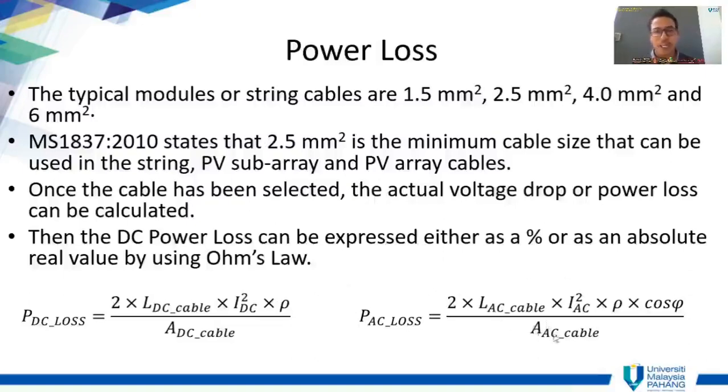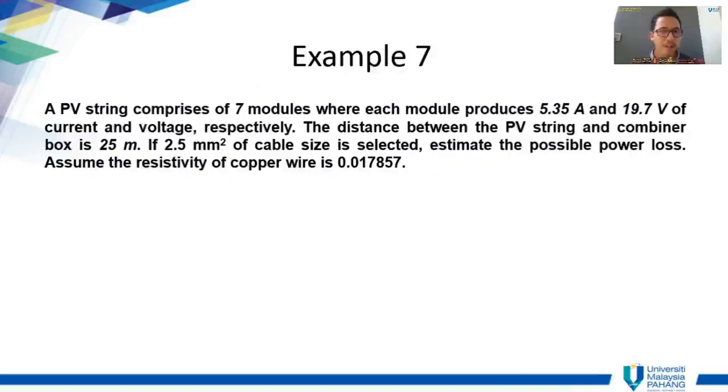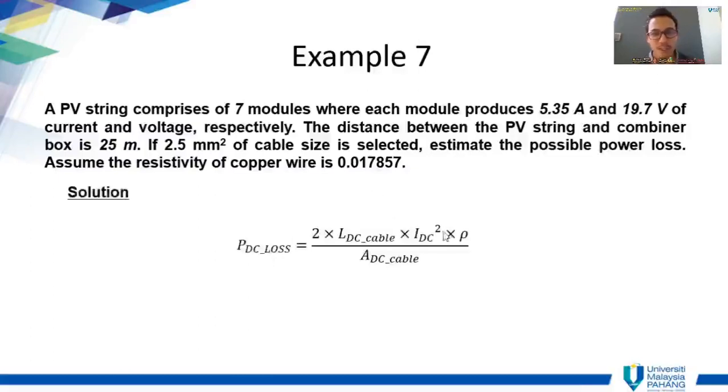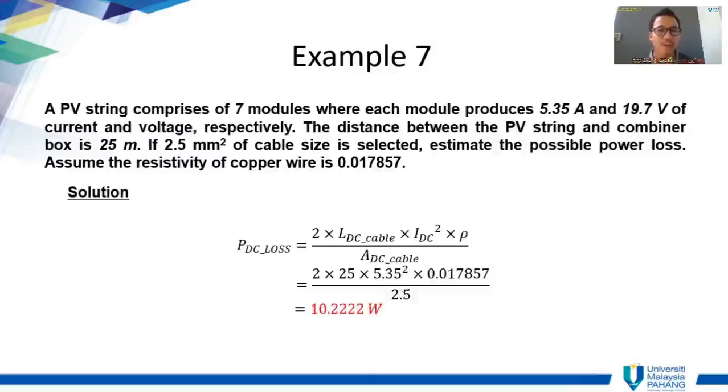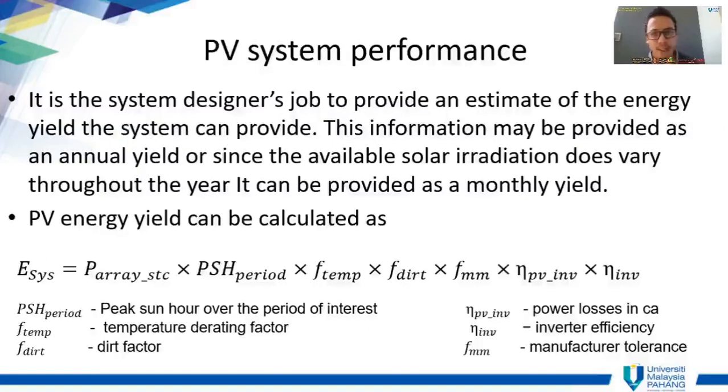As usual, we are putting aside the AC part. We focus on the DC. For example 7, the question is still the same, no different from example 6, but the difference is only the equation here, where the I DC is multiplied with I DC again. Then you get the answer of 10.2222 watts. So this is the final answer for the power loss. Alright, last but not least, the PV system performance.